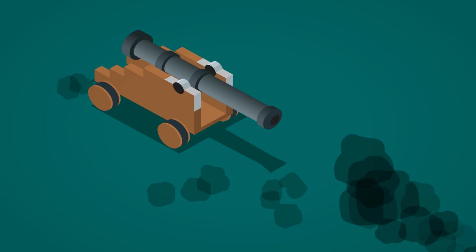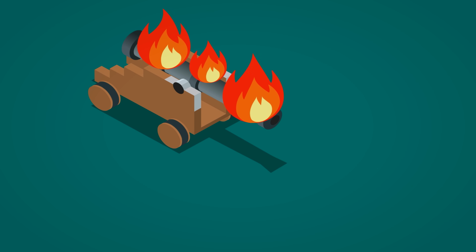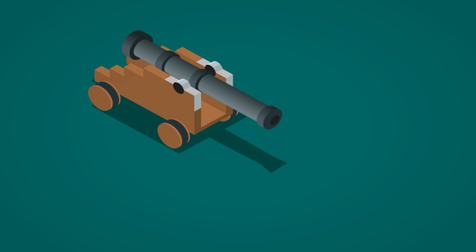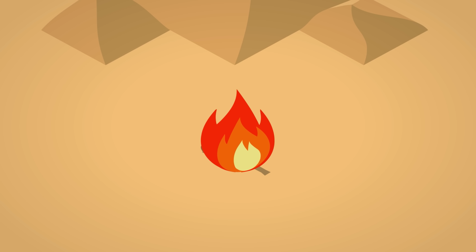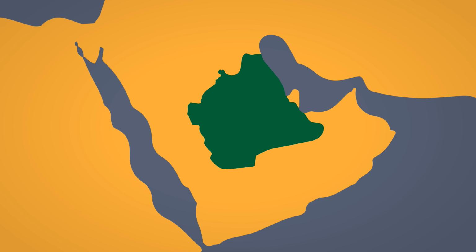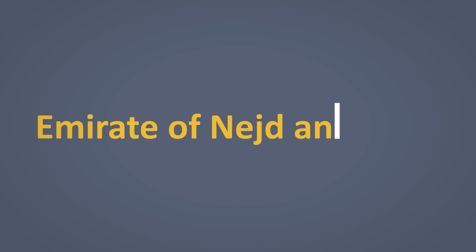Every time you shoot it, the explosion heats up the weapon. Normally, you cool it down by throwing water on it or by just letting the air cool it down. But in the middle of the Arabian desert, with 54 degrees Celsius or 130 degrees Fahrenheit, their artillery overheated and was unusable. As a result, the Saudis were able to drive the Ottomans out of the Al-Hassa region until they controlled all of this territory you see on screen right now. But because the Saudis now controlled so much territory, they decided to rename the government from the Emirate of Riyadh to the Emirate of Najd and Hassa.